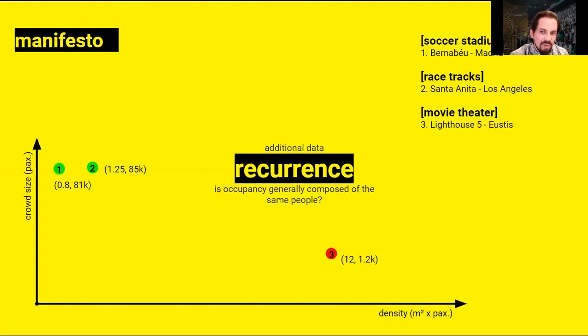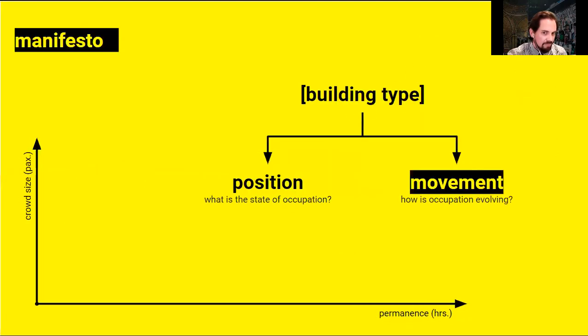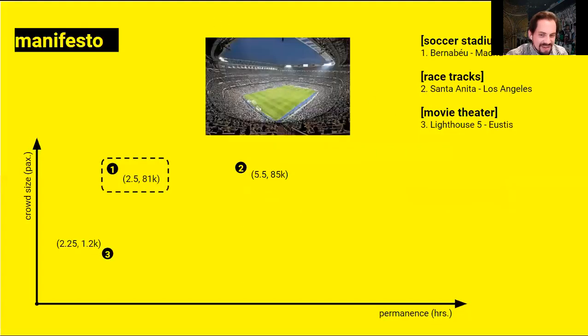There is one more key component to this mapping system that will be useful to us. So far, we're being able to map the current state of occupancy in buildings, but could we use this to map the direction in which they are evolving? As with a quantum particle that will only reveal its position or its direction, we could attempt to approximate both. Let's go back one last time to our soccer stadium, and map it according to crowd size and permanence, just as we did at the start.